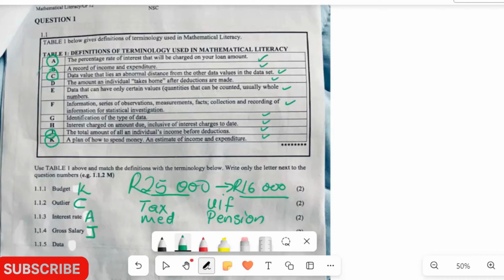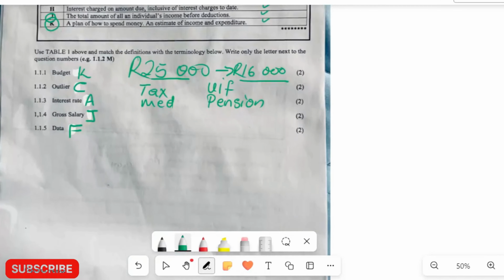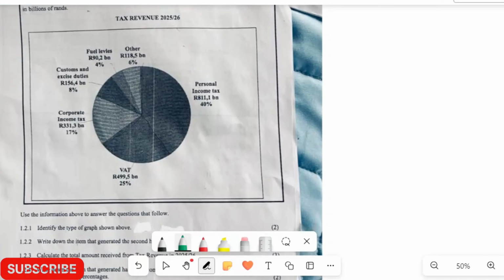1.1.5 Data. Data means information or collected facts. So in this case, it's going to be F, which is information, series of observations, measurements, facts, collection and recording of information for statistical investigations. So that's F. We are sorted with question 1.1.